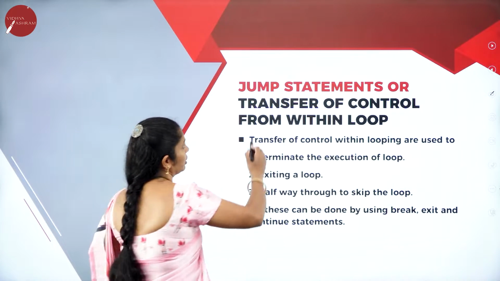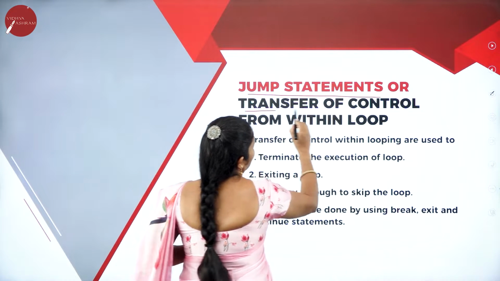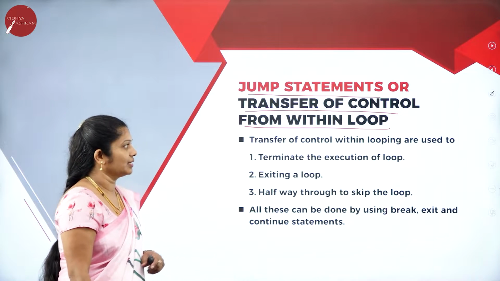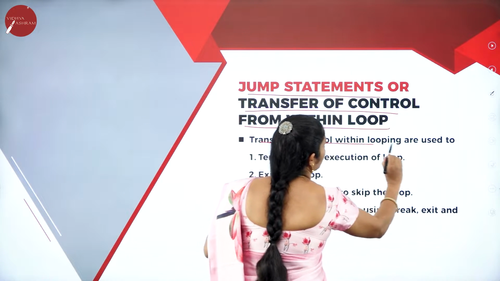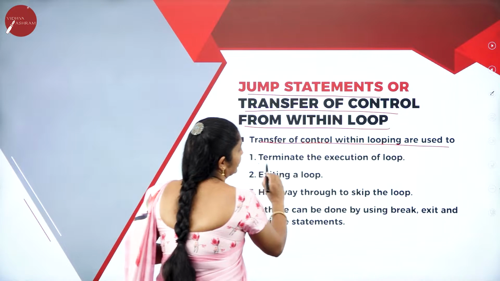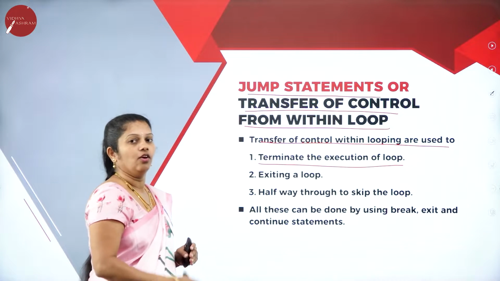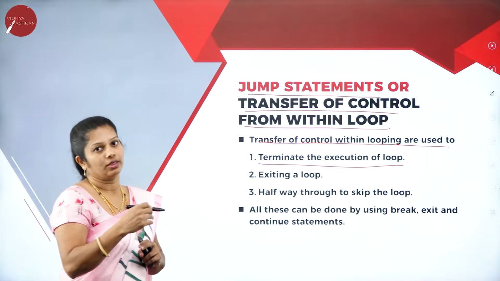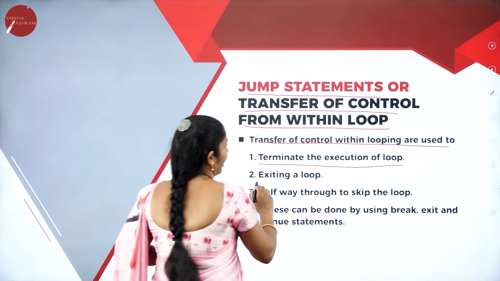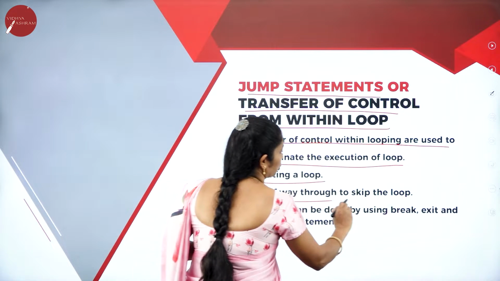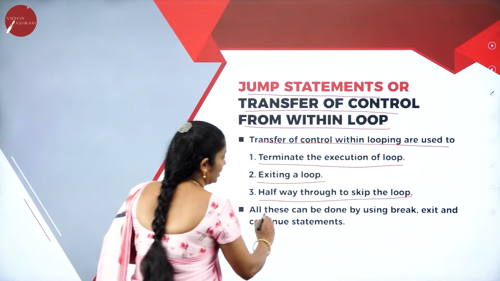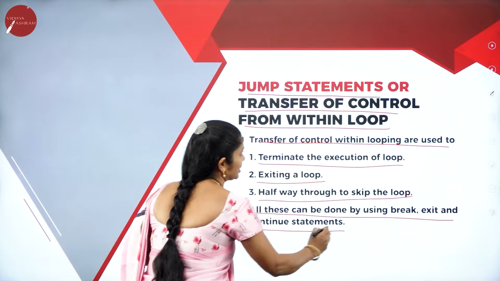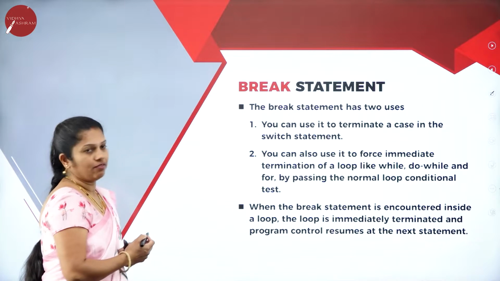First, we'll discuss jump statements, or transfer of control from within a loop. What do you mean by this? Transfer of control within the looping is used to terminate the execution of the loop. When you want to stop the execution of the loop, at that time also we use jump statements. Exiting a loop or skipping halfway through the loop can all be done by using break, exit and continue statements. Then one by one we'll discuss.